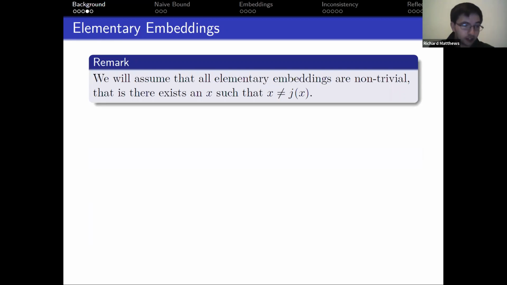So now it's just some of the basics on elementary embeddings. We're going to assume that all of our elementary embeddings are non-trivial, by which I mean there is some set x such that x is not equal to j(x). Otherwise, there is obviously a trivial elementary embedding of the universe, because the identity is an elementary embedding.